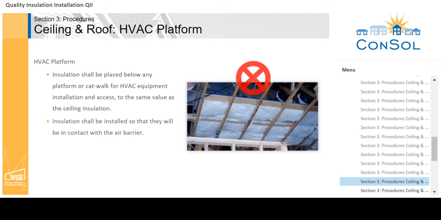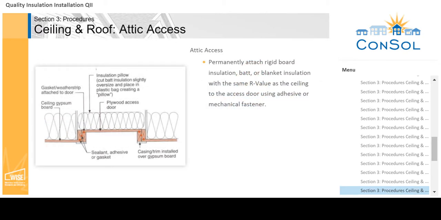Insulation shall be installed so that it will be in contact with the air barrier. If not, an area-weighted calculation can be completed for compliance. Permanently attach rigid board insulation, batt or blanket insulation with the same R value as the ceiling to the access door using adhesive or mechanical fasteners.